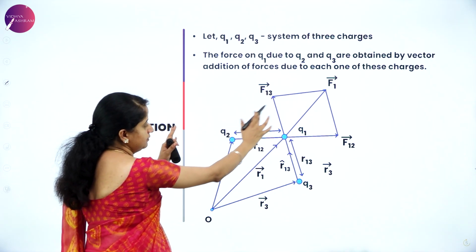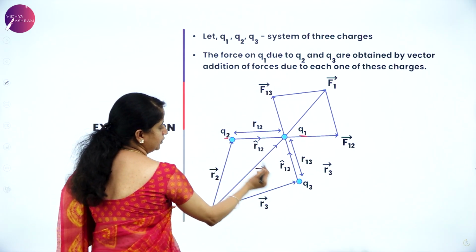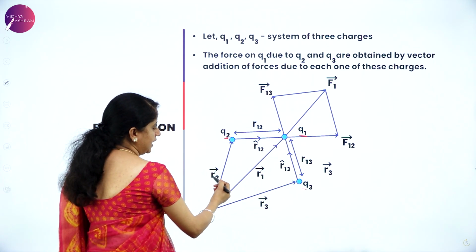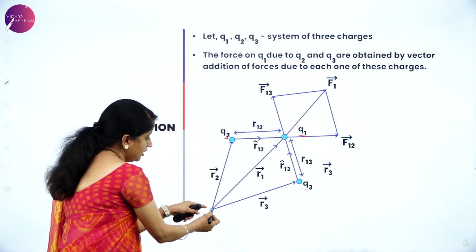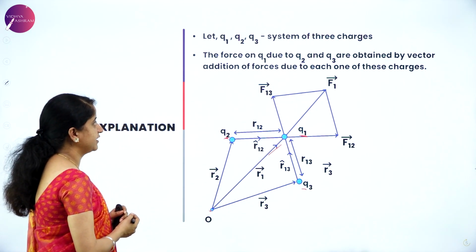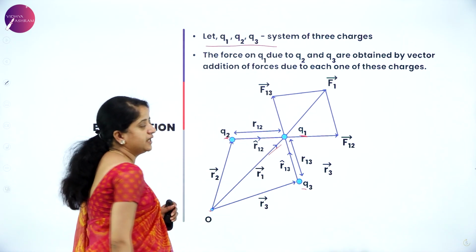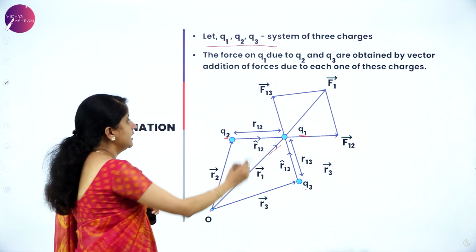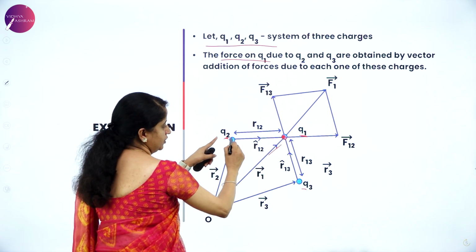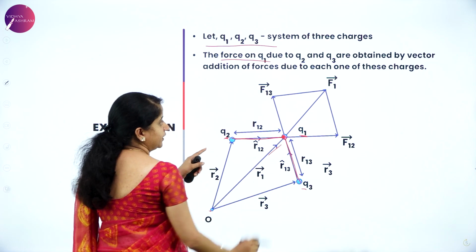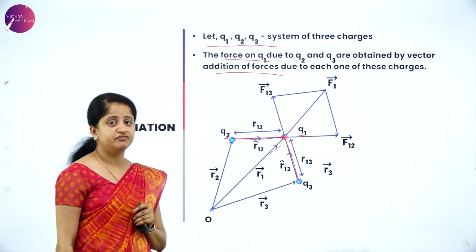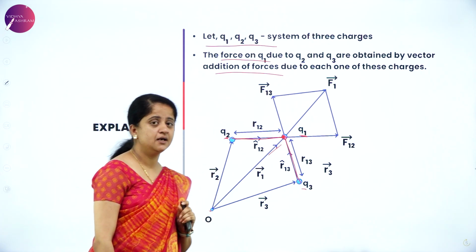So we have taken n number of charges. You can observe here Q1, Q2, Q3. These are the charges, and the corresponding R1, R2, R3 are the position vectors, denoted from the origin. So Q1, Q2, Q3 are a system of three charges, and the force on Q1 due to Q2 and due to Q3 is obtained by the vector addition of the forces due to each one of these charges. That is the superposition principle.